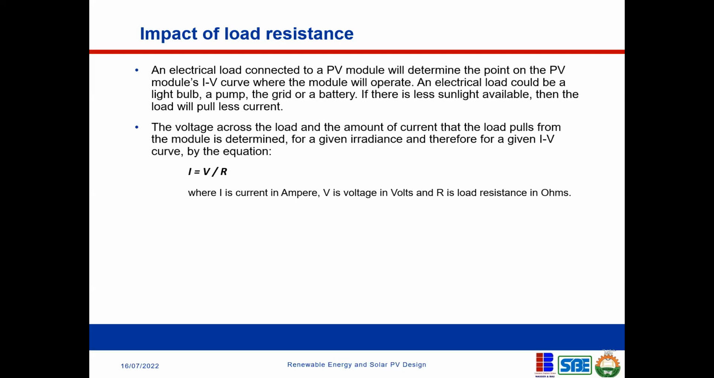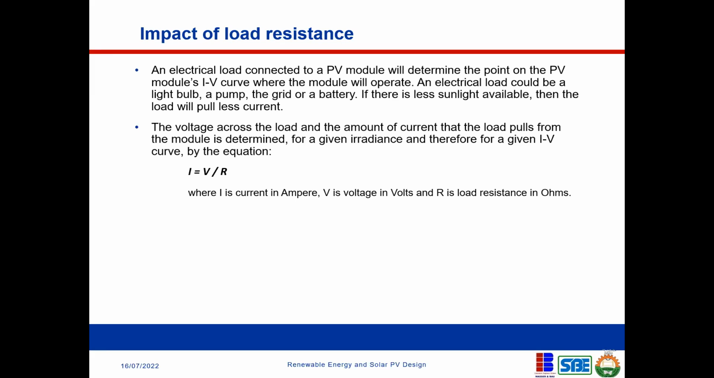If there is less sunlight available, then the load will pull less current. Now, the voltage across the load and the amount of current that the load pulls from the module is determined for a given irradiance, and therefore for a given IV curve, by the equation. Now, this is just the equation that relates the resistance and the current and the voltage.